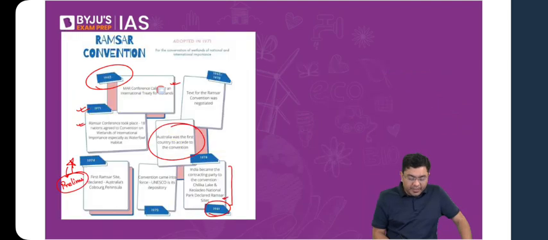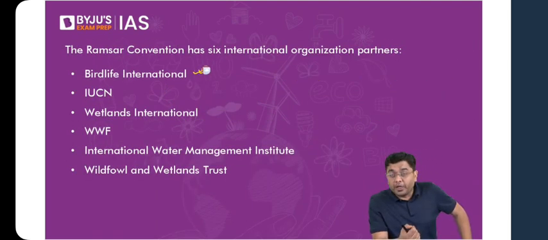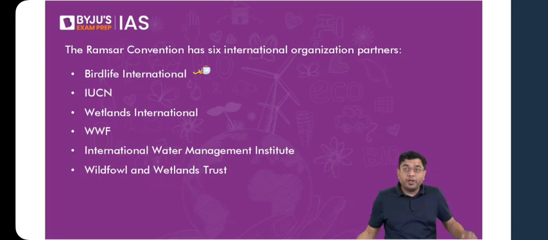IUCN basically stands for International Union for Conservation of Nature. It is the IUCN which regularly comes out with the Red Book, which gives you an idea about the critically endangered and vulnerable species. Then you have Wetlands International, World Wildlife Fund for Nature, then the International Water Management Institute and the Wildfowl and Wetlands Trust. These are your basic international organization partners of the Ramsar Convention.